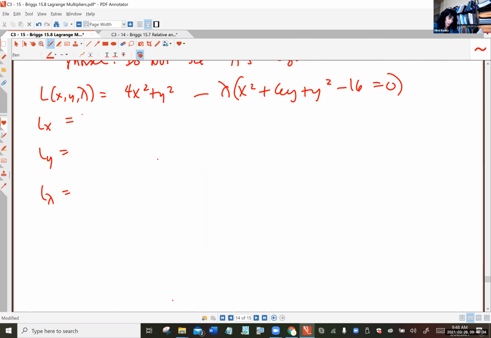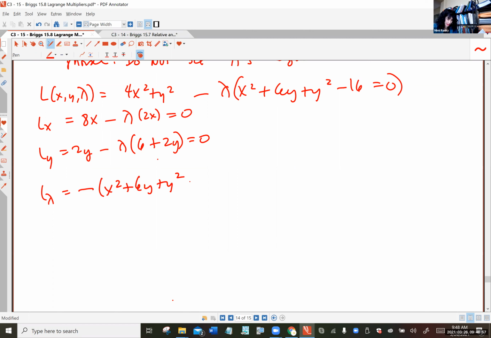Okay, fine. I get 8x minus lambda times 2x, set equal to 0. Then I get 2y minus lambda times (6 plus 2y), and that's it, equals 0. And then when you take the derivative with respect to lambda and you hold x and y constant, you basically get a version of the constraint. Fine. Now what? Well, here what you're going to do is use the ZPP.